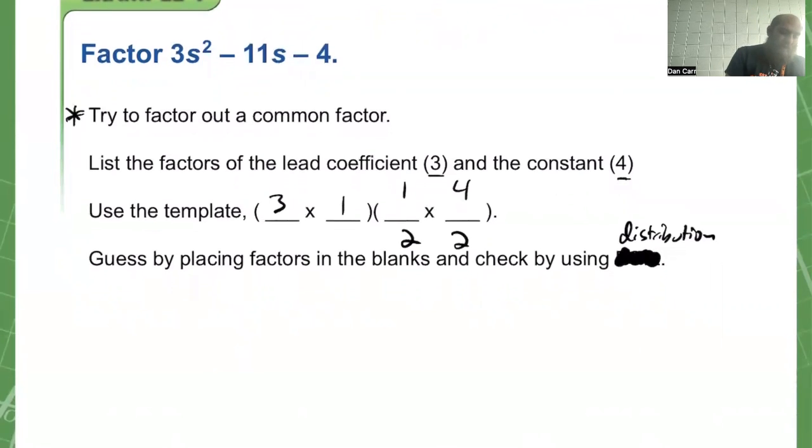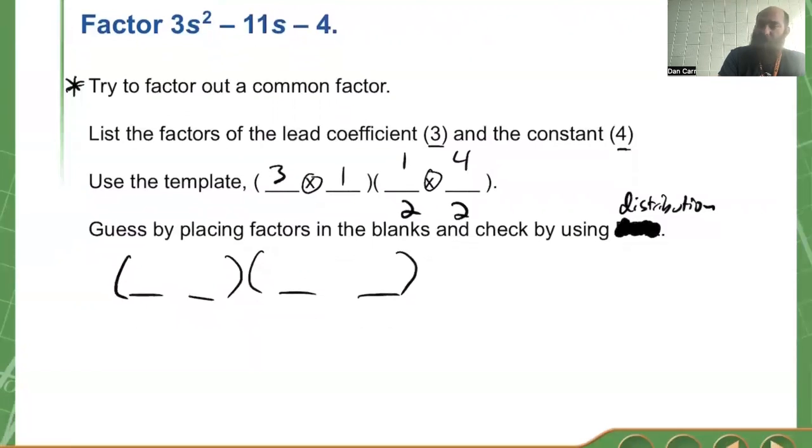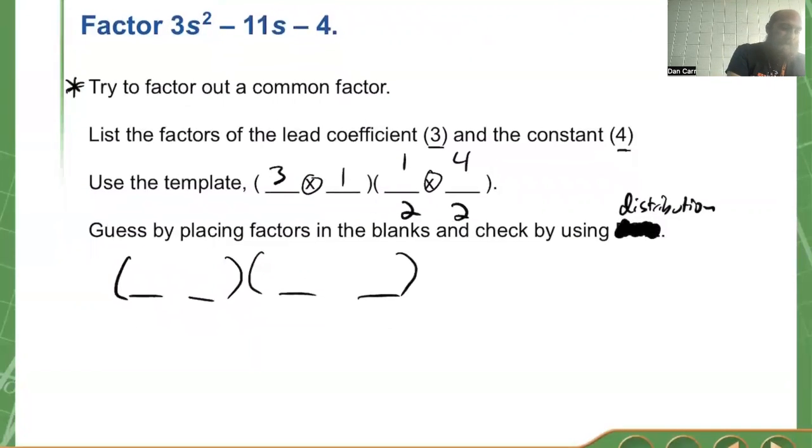So we are going to put them into this idea still. We know it's going to be blank, blank, blank, blank. I think that's probably what the template part was for. But it should not be x's. I don't know why the x's are there. It makes it look like multiplication. Okay. So because it's 3s squared, it has to be a 3s and an s. That's the only way we can work that.